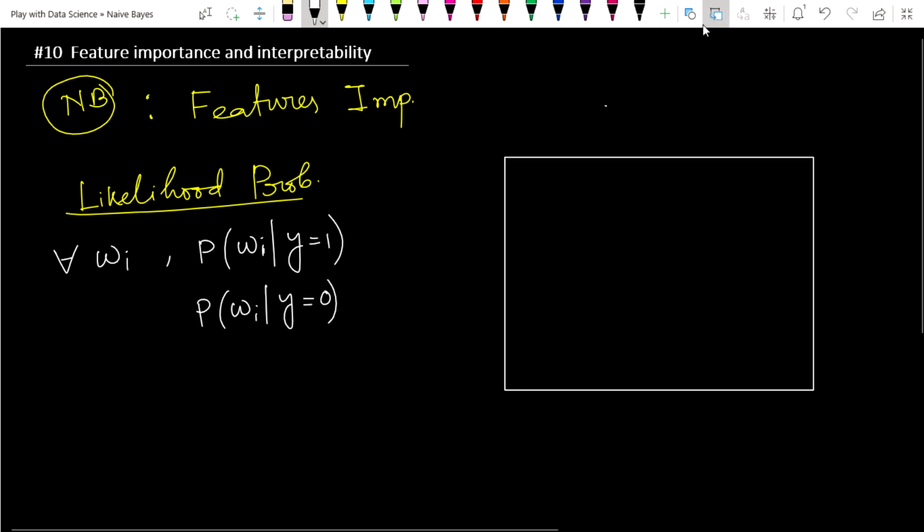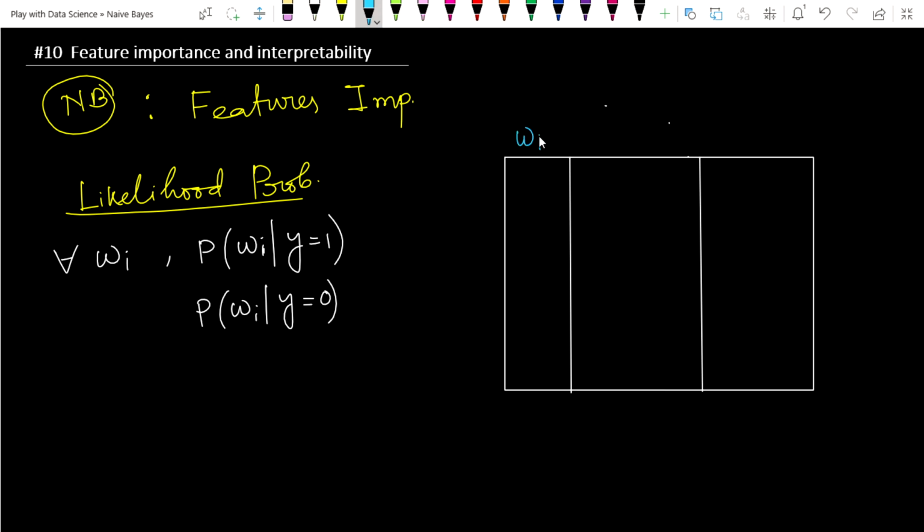Suppose we have calculated our dataset like this. Let's say this column is our words, the wi. All the wi will be written here. Suppose here will be w1, w2, w3, and suppose in our text corpus we have d words. In this column we write the probability of word wi given class y equals 1, and here we write the probability of word wi given class y equals 0.